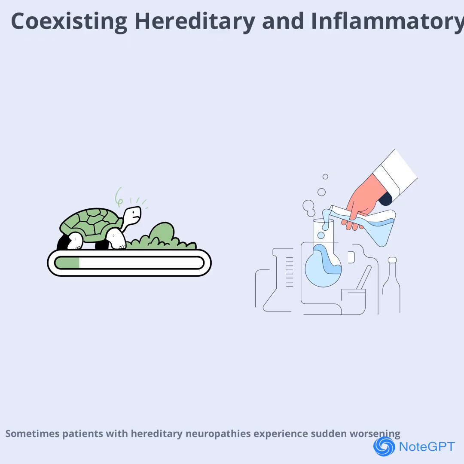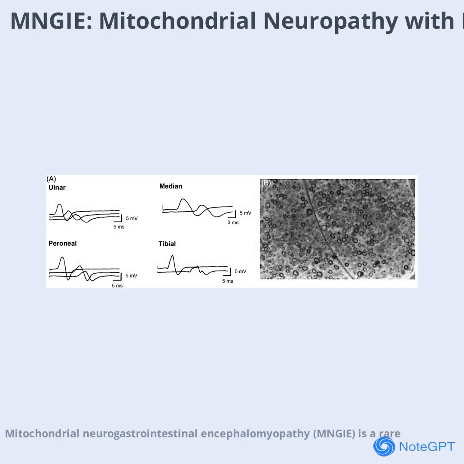Sometimes, patients with hereditary neuropathies experience sudden worsening, with features of conduction block and temporal dispersion. In some cases, this reflects a superimposed inflammatory process, such as CIDP, on top of a genetic disorder. These patients may respond to immunomodulatory therapy, but careful evaluation is needed to distinguish between genetic and acquired causes of demyelination.